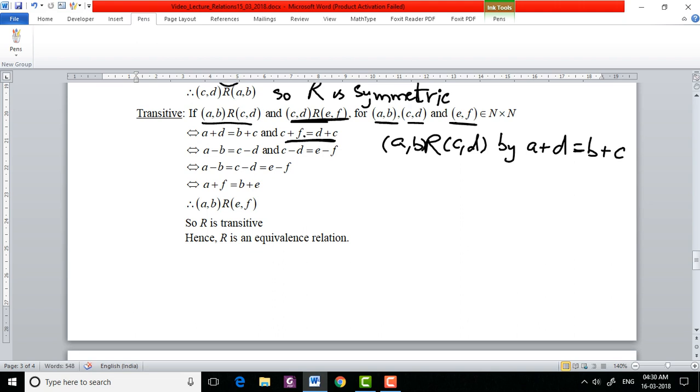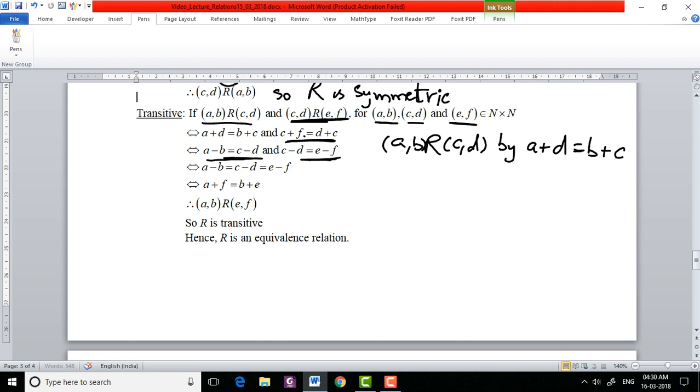Now according to this, if a plus d is equal to b plus c, it means that a minus b is equal to c minus d. That is, bring b to the left hand side and take d to the right hand side, and similarly c minus d is equal to e minus f. Now I need to shift from (a, b) to (e, f). It means I need to get rid of c and d from the definition.